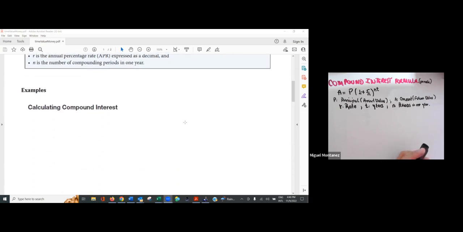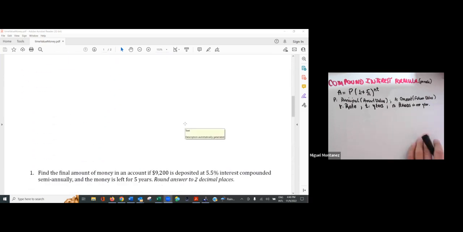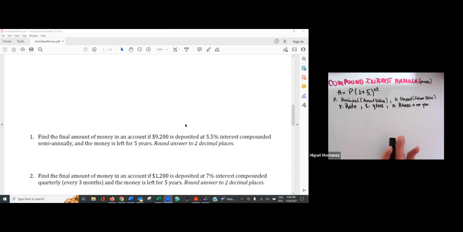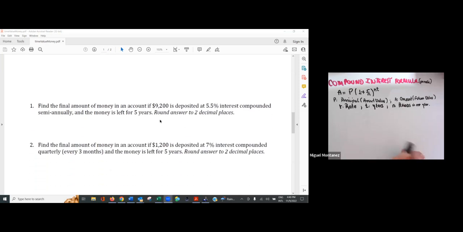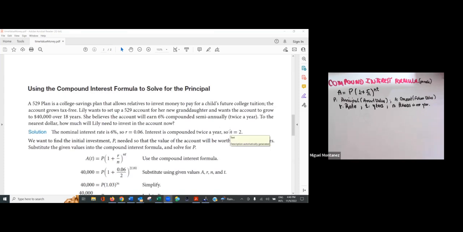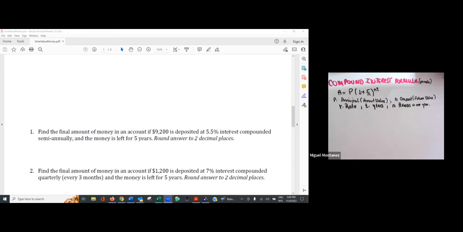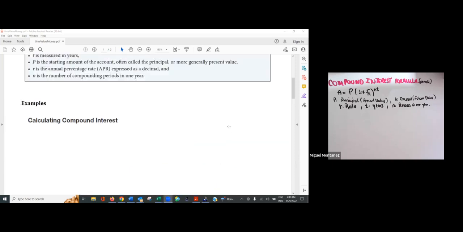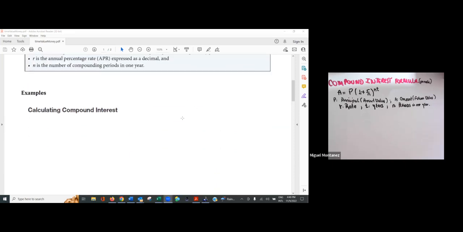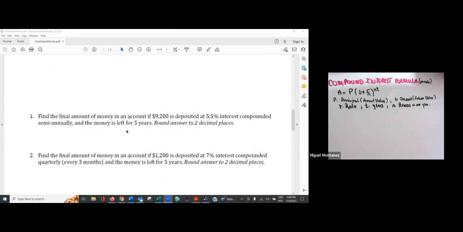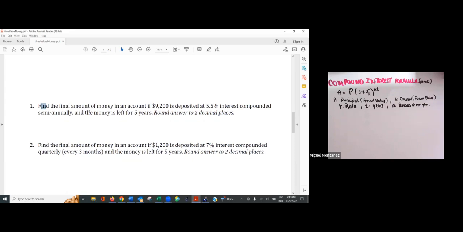I have this one example. Okay, find the final amount of money in the account. So you have it here. Something funny happened here. Anyway. Supposed to be an example. Anyway, so this is it. So let's go ahead and try this first one. By the way, I will try both.